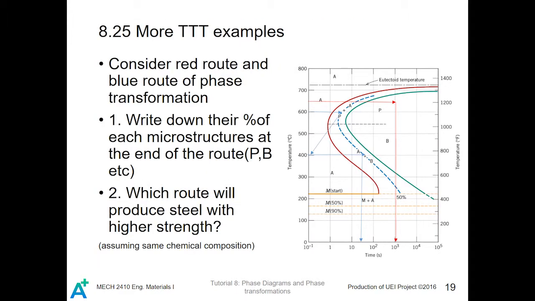More TTT examples. Consider the red route and the blue route of phase transformation. Write down the percentage of each microstructure at the end of their route. For example, C stands for pearlite, B stands for bainite, etc. And which route will produce steel with a higher strength, assuming these two pieces of steel have the same chemical composition.